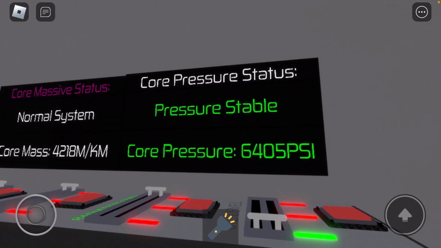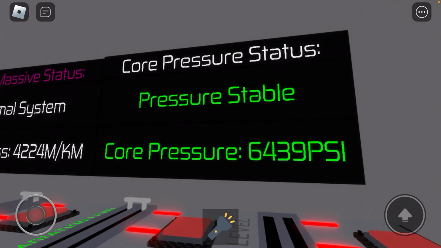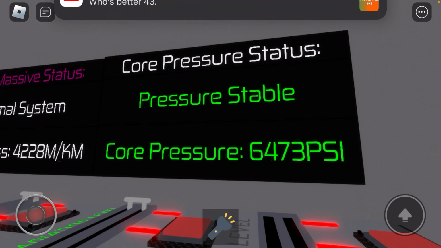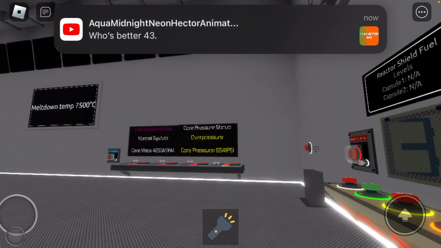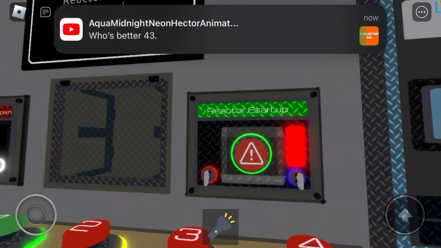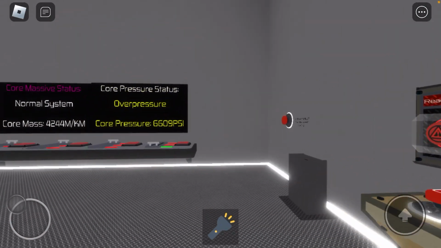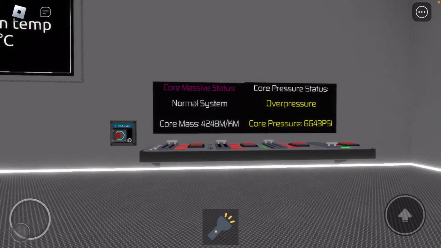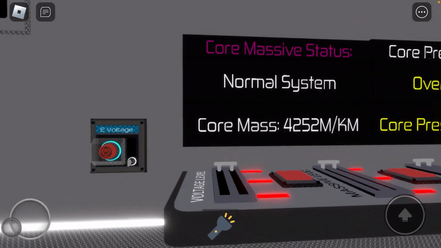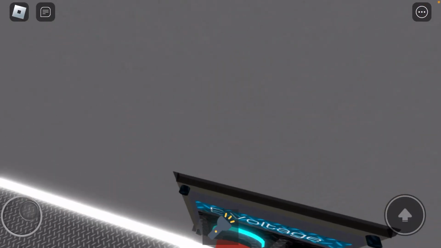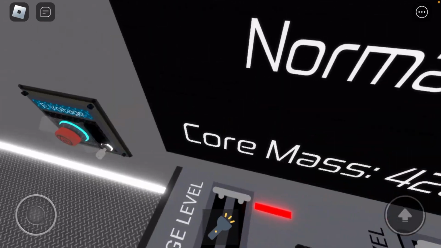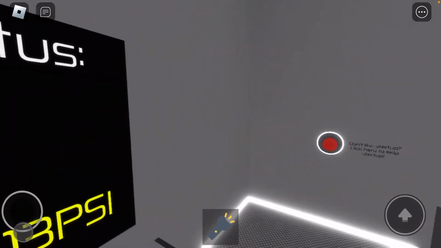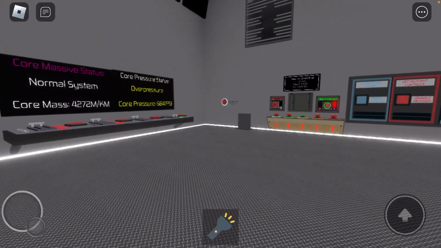Okay, that's 6,490 psi. Yep, it's now there. It now says overpressure. Let's turn on the next one so we can see the critical levels. Yeah, I do not know what the E voltage does, but we're gonna find out what the emergency voltage does.